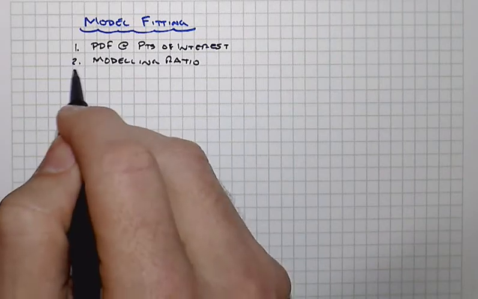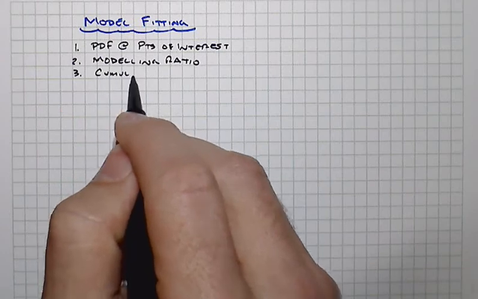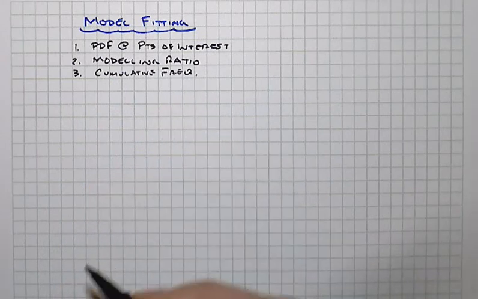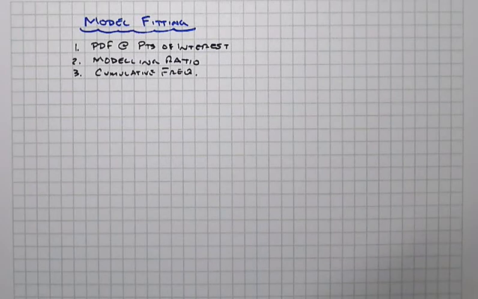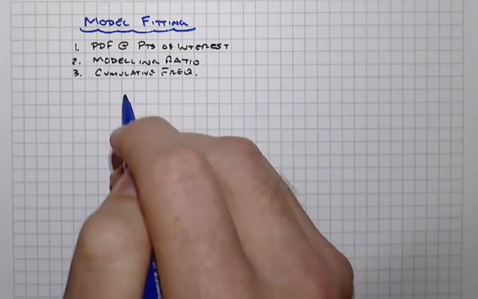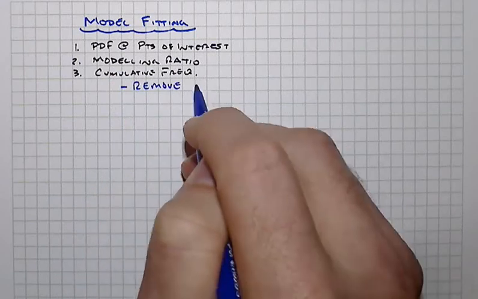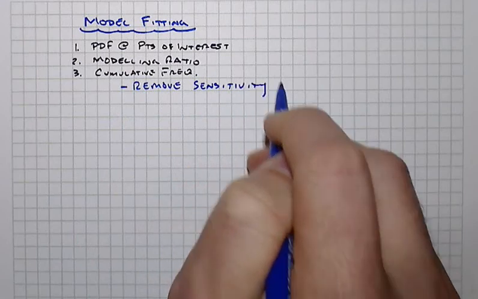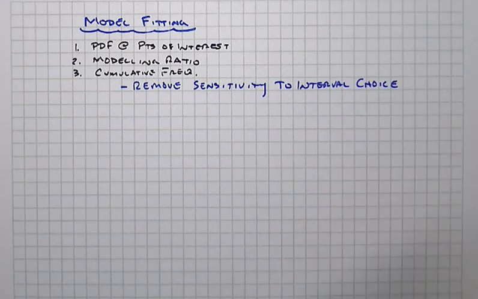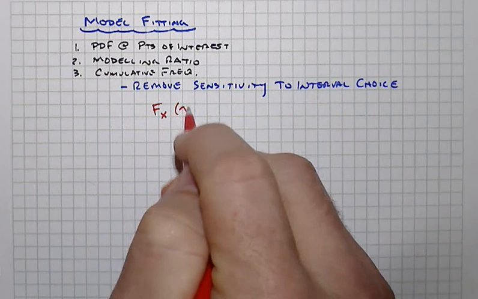We're going to continue on with this theme here and look at a cumulative frequency approach and what that might provide to us, because we found in the modeling ratio and even in the PDF at a specific point situation that we were going to end up with sensitivity to the interval choice that we had, and that's what we want to do here, is to remove our sensitivity to the interval choice. And we had looked at a delta x of 0.5 in an earthquake magnitude example.